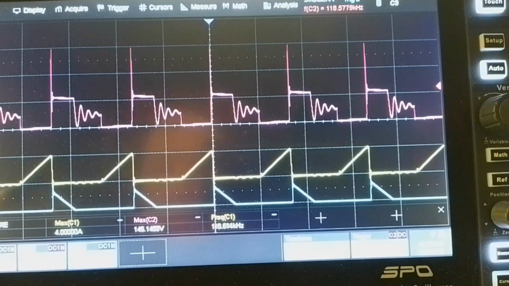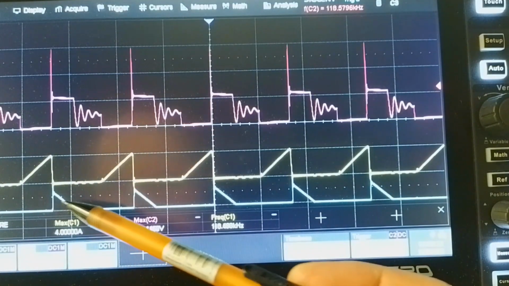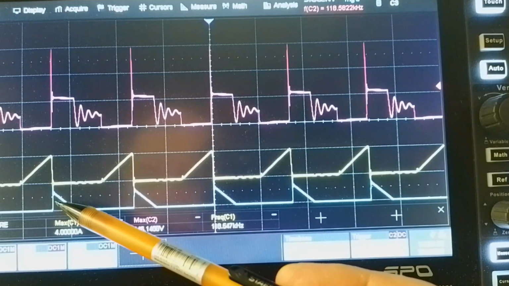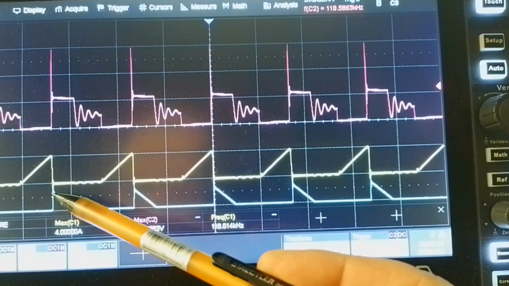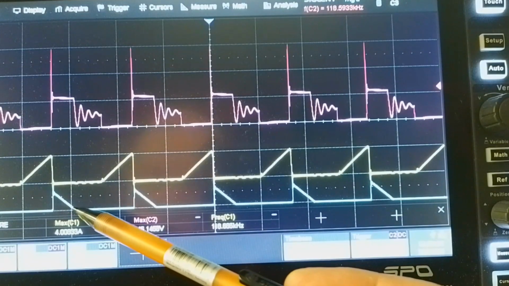Channel 1 is primary FET current, which rises up linearly to about 4 amps, and channel 3 is plus 15 volt secondary side current, which slopes down linearly.